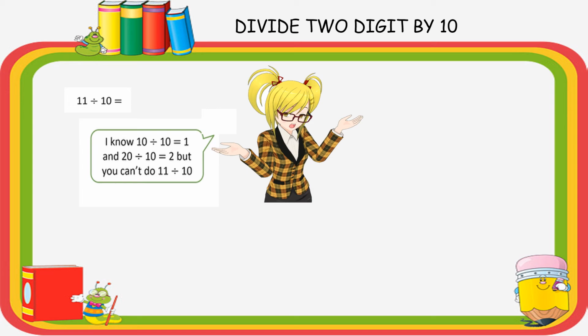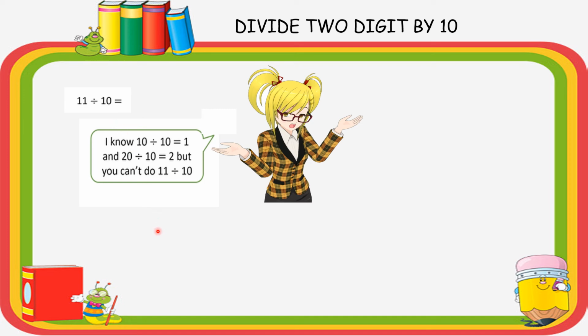So Jane says, I know 10 divided by 10 is equal to 1, 20 divided by 10 is equal to 2, but you can't do 11 divided by 10. Do you agree with Jane? Pause the video and have a think. Welcome back. What do you think? Do you think we can divide 11 by 10? Or just like Jane, do you think it's not possible?